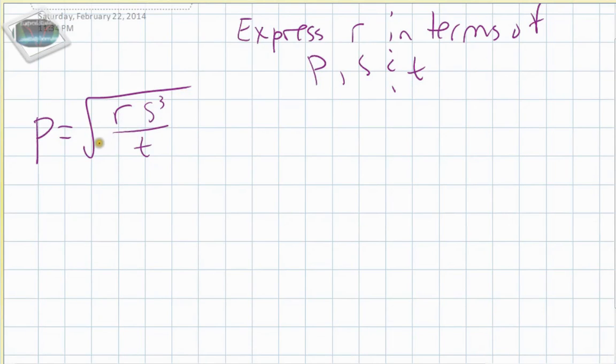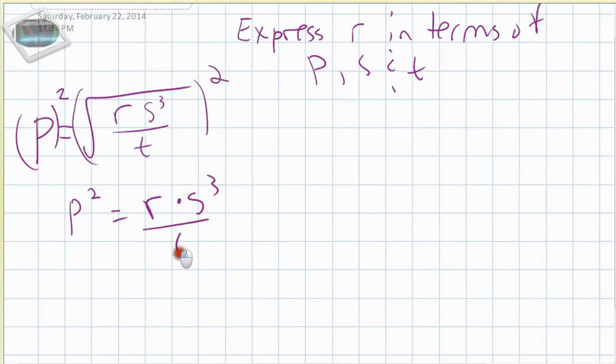So the first thing we need to do is get rid of the radical, and we're going to do that by squaring both sides. So this undoes the radical over here, and we're going to have P squared is equal to R times S cubed over T.